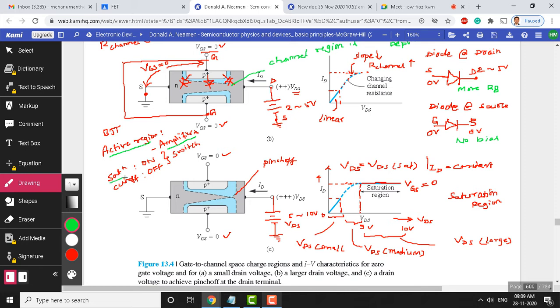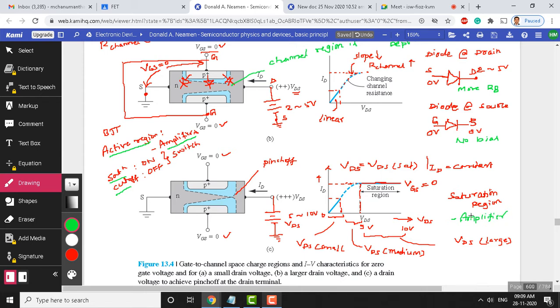In the saturation region BJT will act like an on switch, and in the cutoff region it will act like an off switch. This can be varied by varying the base current. But here, look at this: the saturation region for FET is used for amplifiers. This is the differentiating factor.